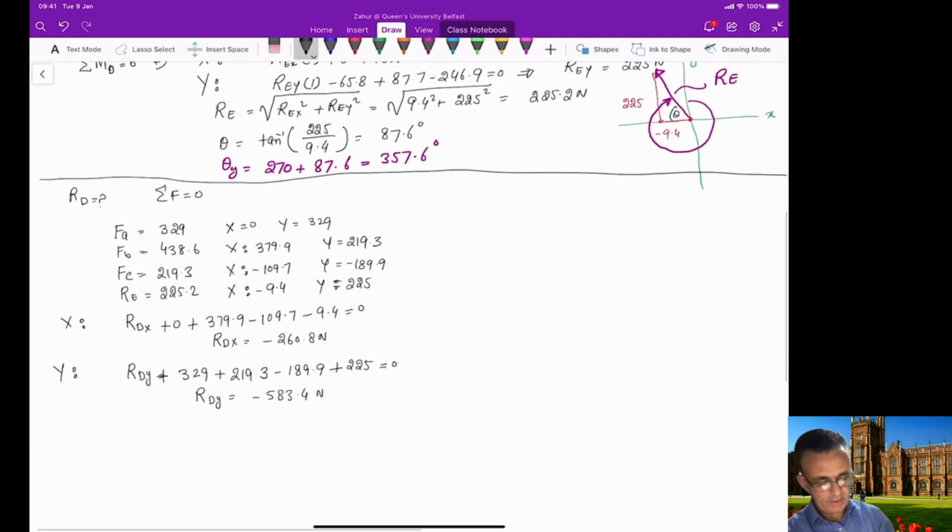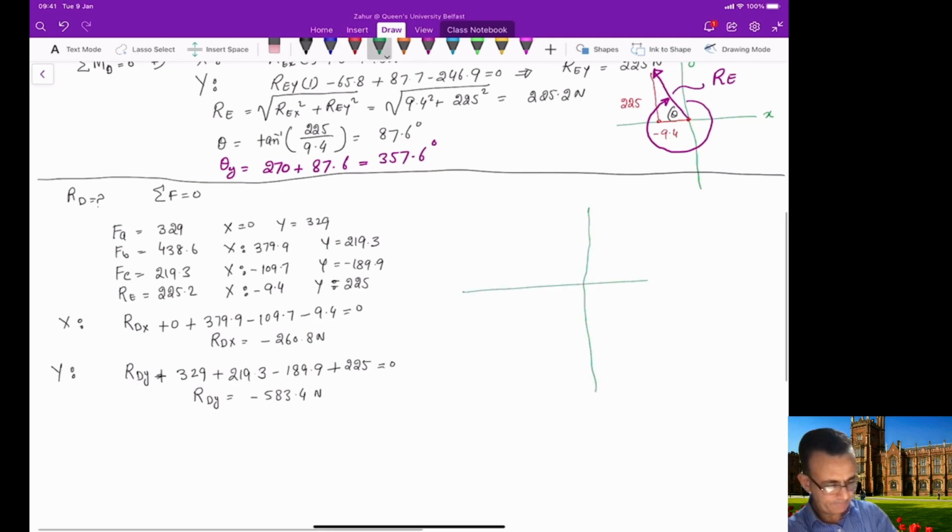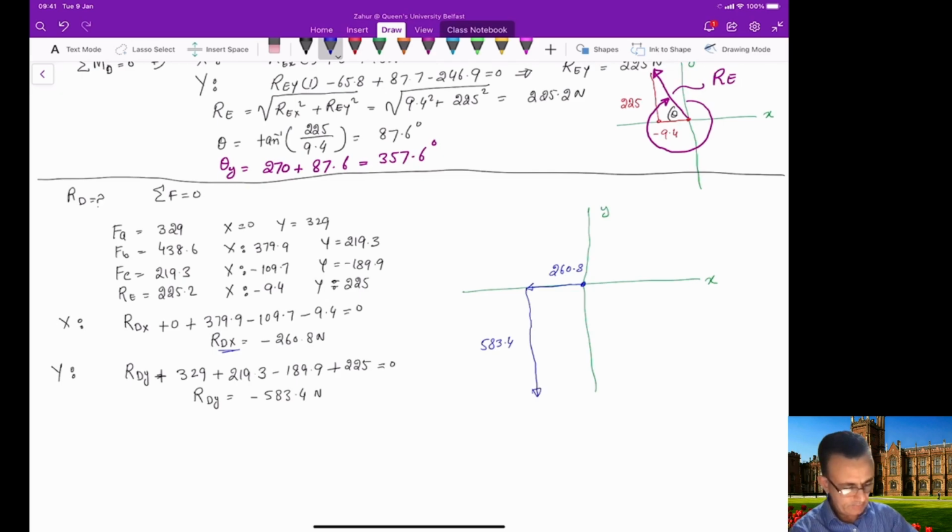So now we have RDx and RDy, so we can even draw the vector here. If you draw the x and y coordinates here, you know that this RDx is negative, so this means that you have to go in the negative direction here. So this is 260.8 in this direction. And then again, you need to go in the negative y direction, which is 583.4. And then the final vector will be this here.